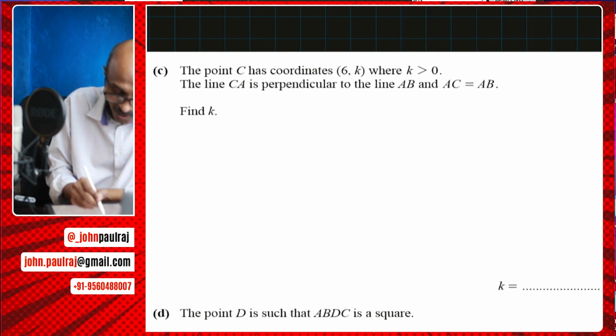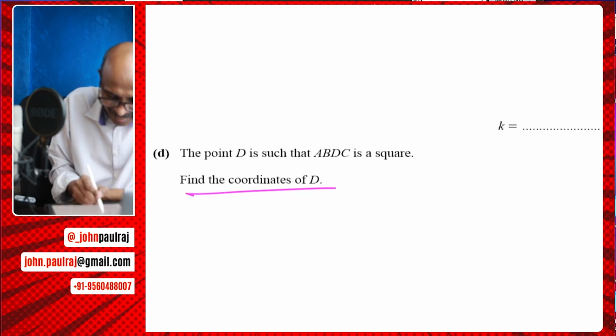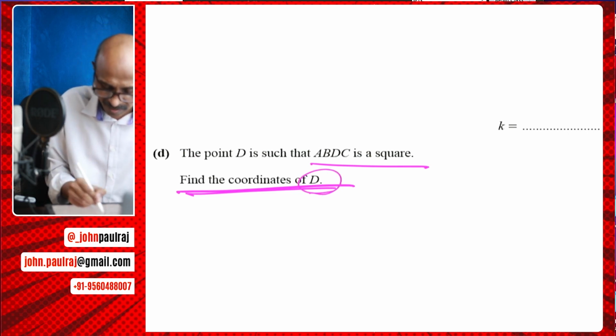The point C has coordinates 6, k, where k is positive and C is on a line perpendicular, and with those conditions, you have to find the value of k. Interesting question. And then there's an added condition given. Just make a little sketch. I think that's the only way to do it.